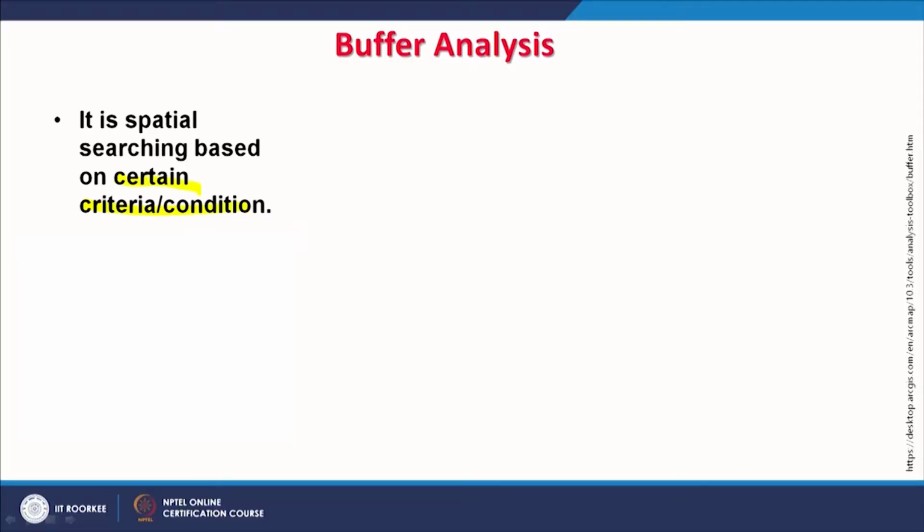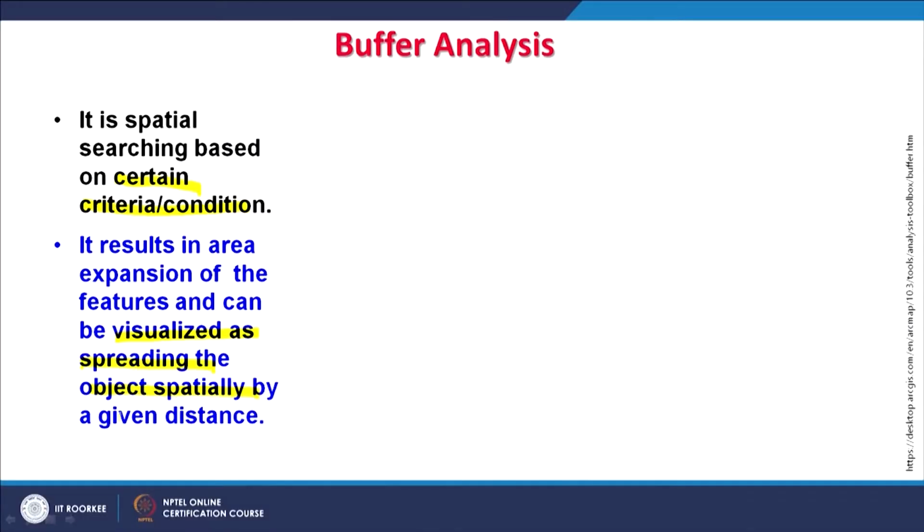So, basically it is a combined function which is a search function in the neighborhood, and again based on certain criteria or conditions we put while creating a buffer, and buffers can be created around a point or polyline and polygon, etc. When we go for a buffer analysis, it would create an area expansion, widen the area of the feature, may be point, line or polygon, and then we can visualize it as a spreading object, especially by a given distance, and this distance we have to provide as user, how much expansion in a particular feature we want.